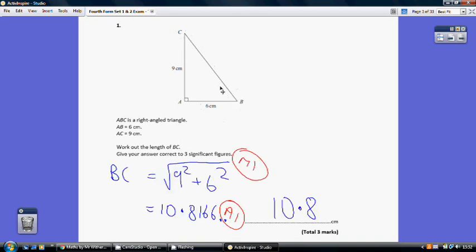So we can say that BC equals the square root of 9 squared plus 6 squared. Popping that into our calculator, we get 10.8166... So to three significant figures, that means 3 digits in total, that's 10.8.